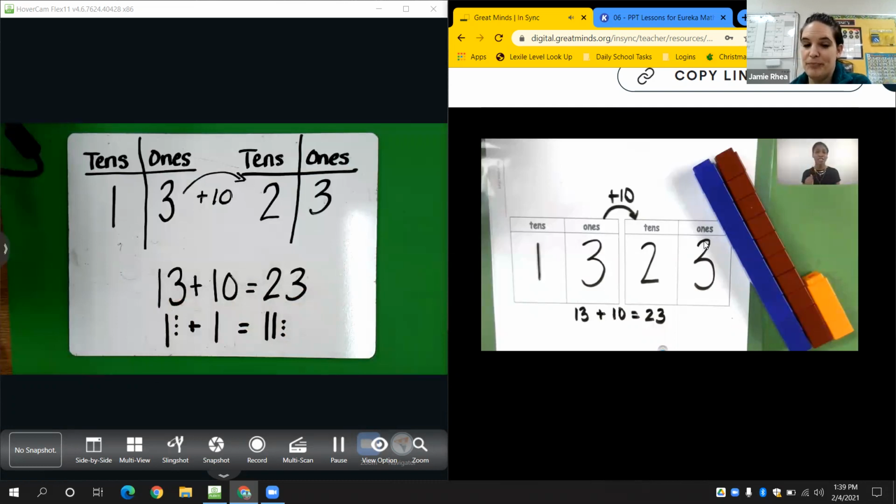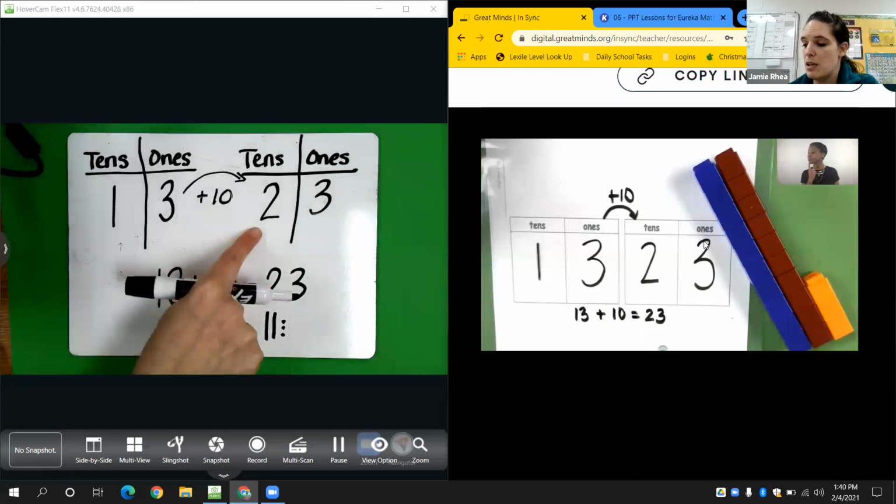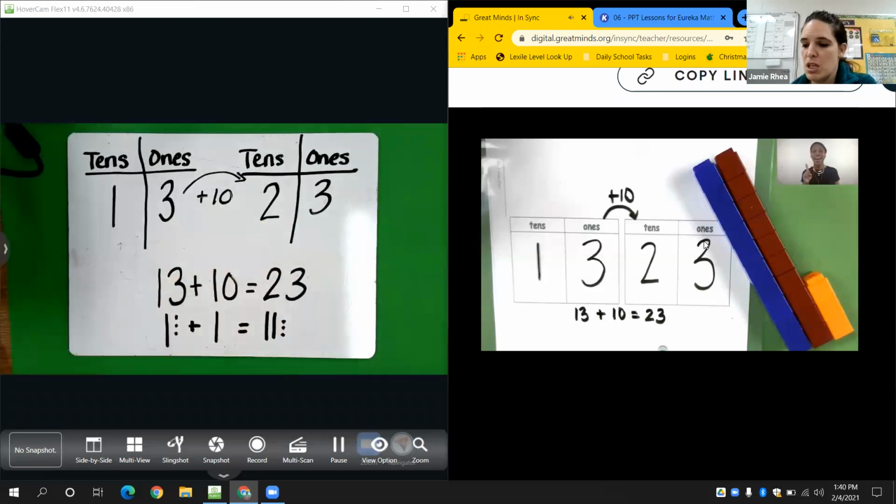Mathematicians, I'm wondering what digit changed and what digit stayed the same. Take a moment to think. When it's talking about a digit, it's talking about these right here. Which one of those changed, the 10s or the 1s? The 1's place stayed the same, but the 10's place changed. Why is that? Because we added 10.